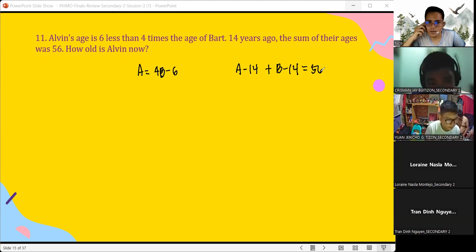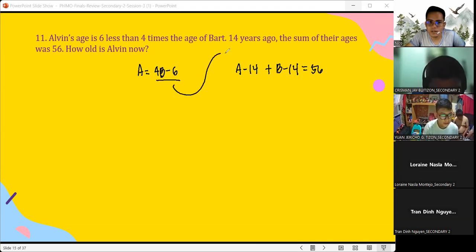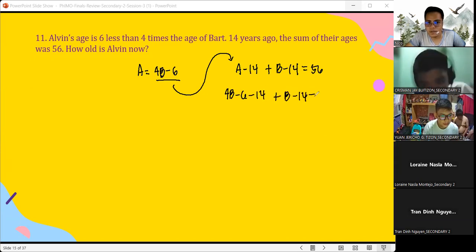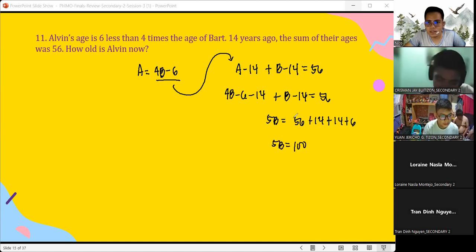So you already know that the value for A is 4B minus 6. So let's use it here. We have 4B minus 6 minus 14 plus B minus 14 is equal to 56. So 4B plus B, that's 5B. This is 56 plus 14 plus 14 plus 6. This is plus 20, right? So this is 80 plus 20 is 100, correct?